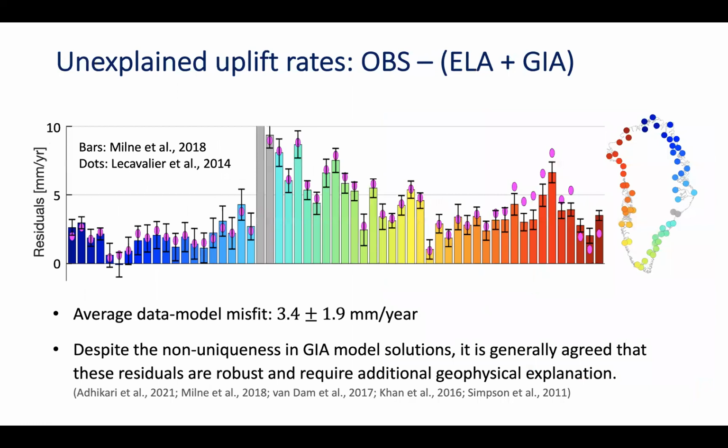So when we combine the elastic model solution and the GIA model solutions and compare against the observation, we end up with a significant data-model misfit, which is shown here. The misfit is on the order of a couple of millimeters per year in the northern part of Greenland, but it is really significant in the southeast region and also the central west and the northwest. It could be as high as 7-8 millimeters per year at certain locations.